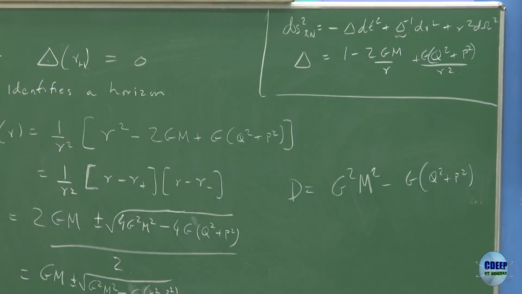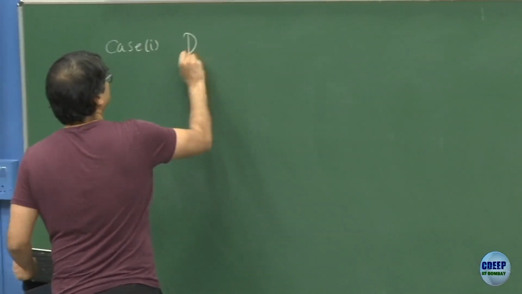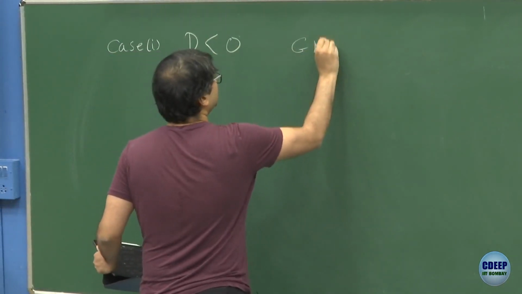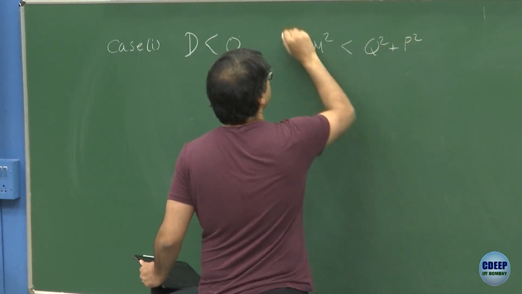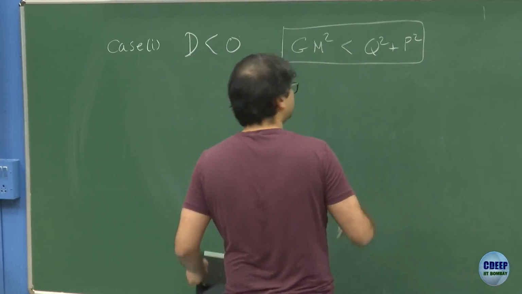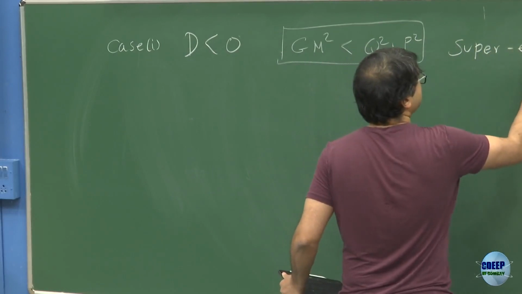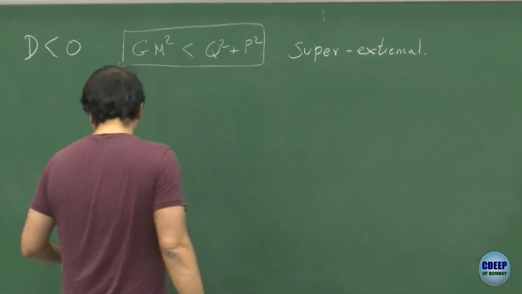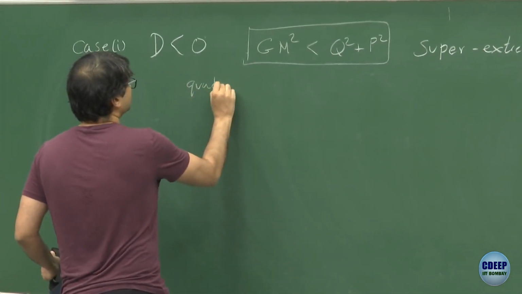Okay, so case one is when the discriminant is negative, which means that gm square is less than q square plus p square. This case is called the super extremal solution. I'll explain why we have these names later. For now, it's called the super extremal solution. The quadratic has no roots.